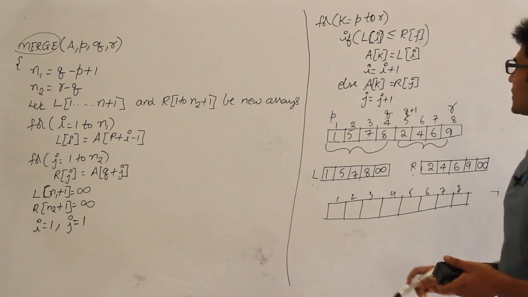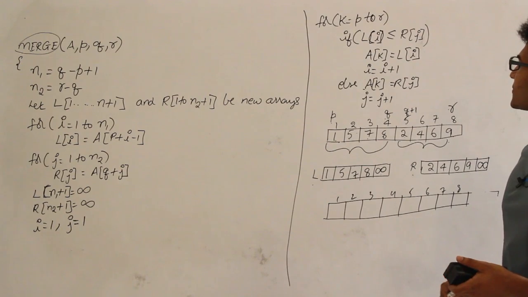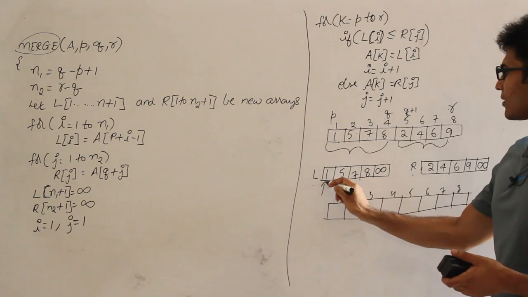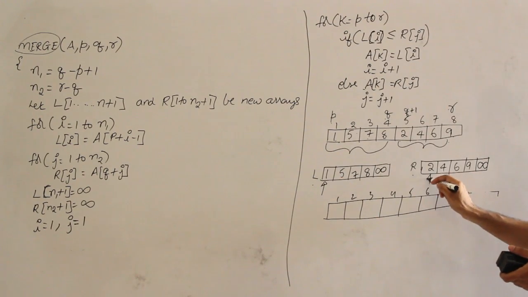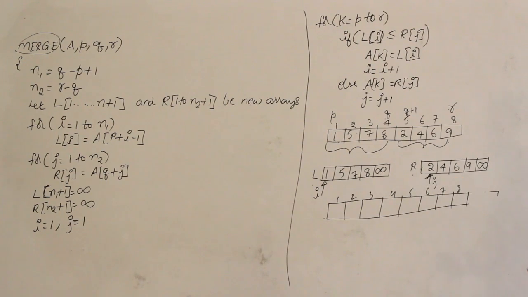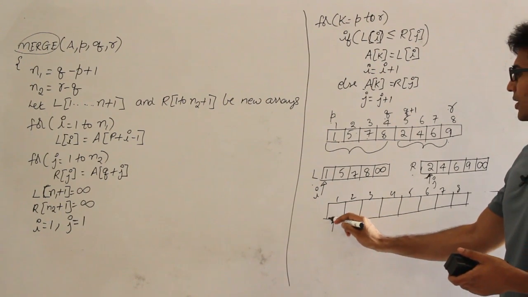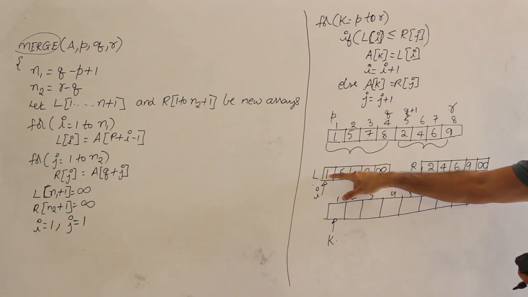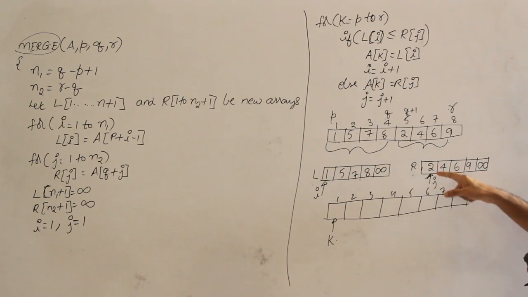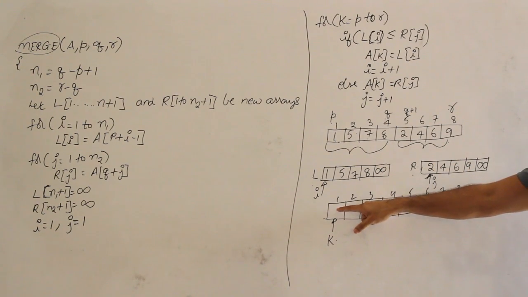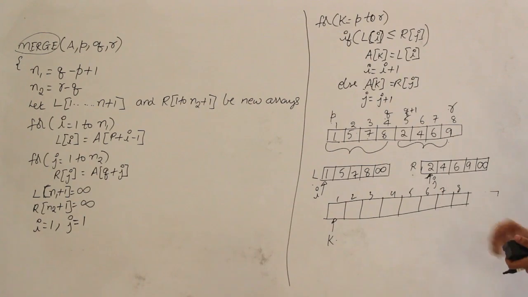So what I do is, I'll take 2 pointers, one is called I and the other is called J, right? And then I'll take a pointer K here, right? Now I indicates the element that you are examining in the left list, J indicates the element that you are examining in the right list, and K indicates the element that has to be filled in the array, right?